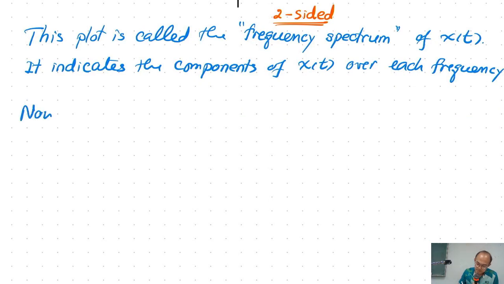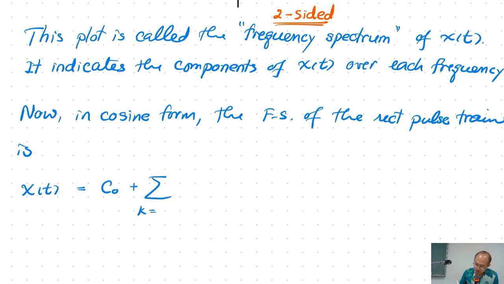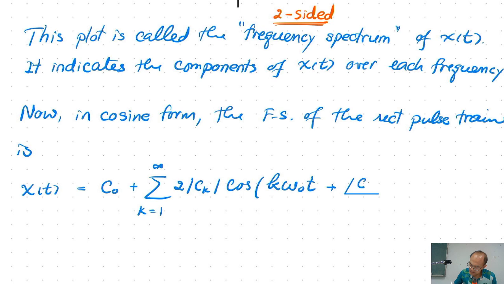Now, in cosine form, the Fourier series of this rectangular pulse train is x of t equal to c0 plus the summation, k going from 1 to infinity, of the absolute value of ck times cosine of k omega 0 t plus the phase of ck.